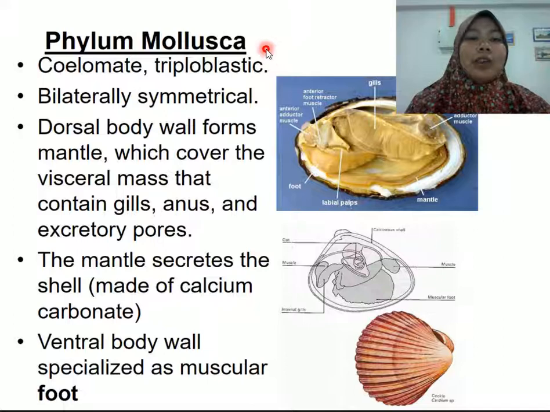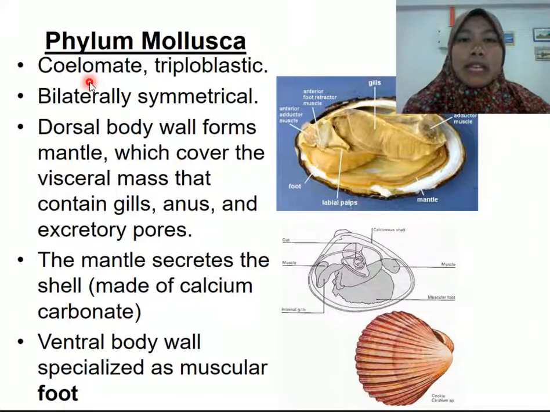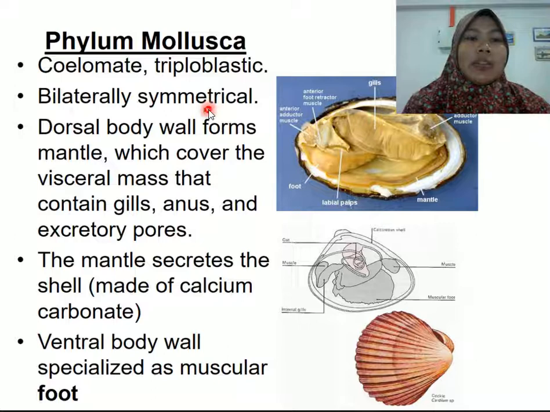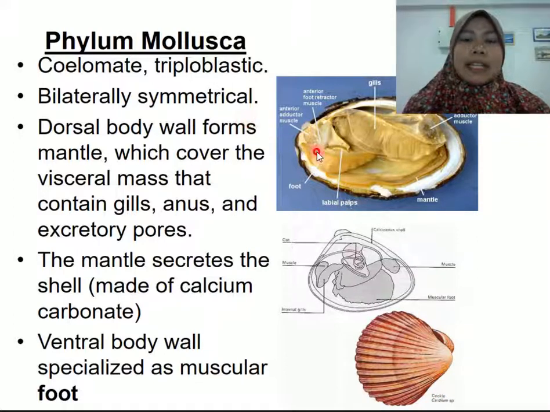The animals inside this phylum, we call mollusks. Mollusks are basically coelomate. They have a true body cavity, where the cavity is located within the mesoderm layer, and they are of course triploblastic, having 3 layers of tissue. They show a bilateral symmetry structure, and basically all mollusks have 3 main parts of their body.